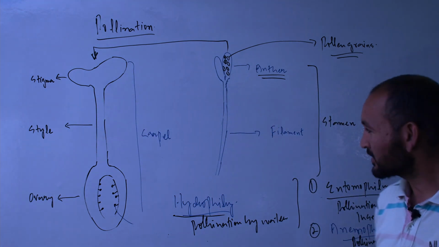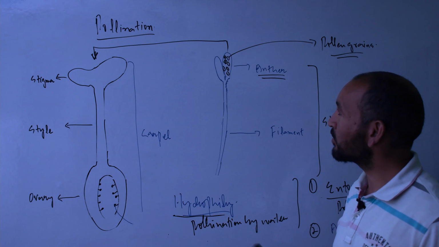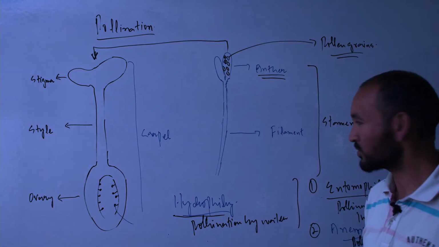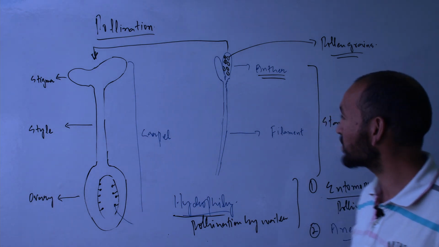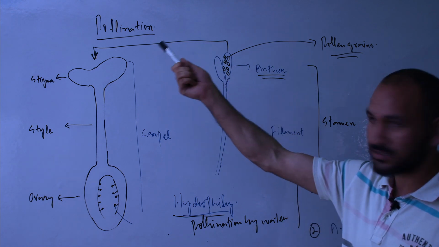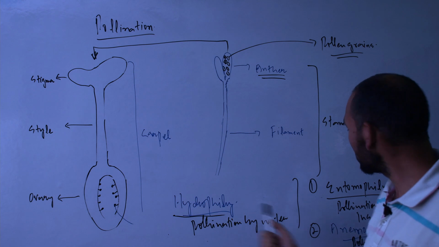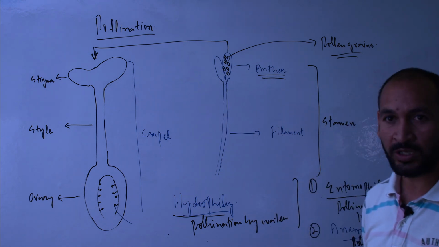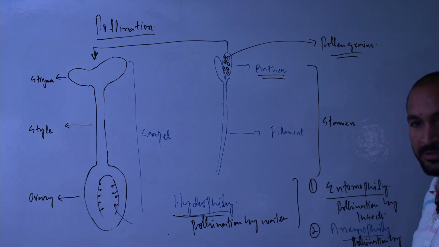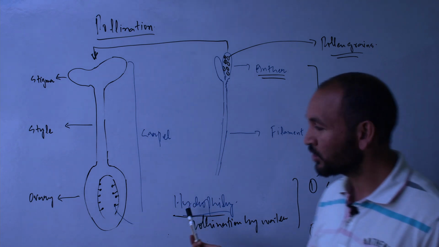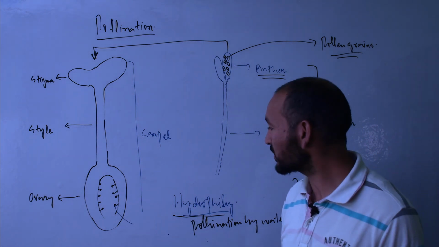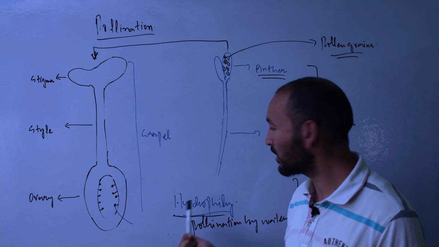Second, how does it happen? There can be different agents through which pollination can happen. So pollination can happen through insects, which we call entomophily. Similarly, pollination can happen through wind, we refer to it as anemophily. Similarly, pollination can happen through water, and we call it hydrophily.